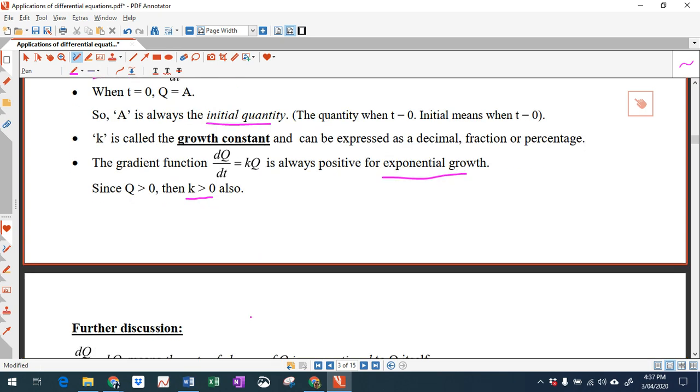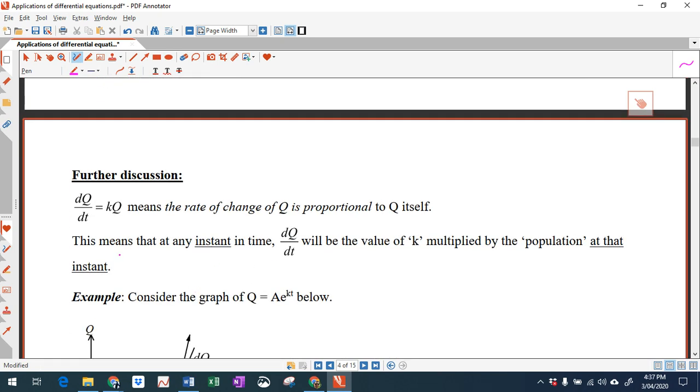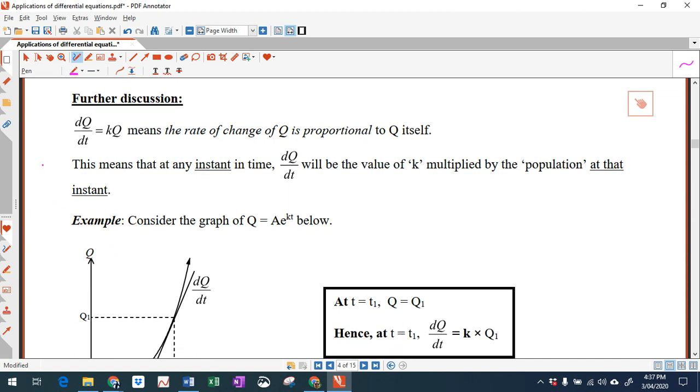Further discussion. What does dQ/dt equals kQ mean? It means the rate of change of Q is proportional to itself. This means that at any instant in time, dQ/dt will be the value of k multiplied by the population or the size of that quantity at that instant. So let's have a look at what that means.